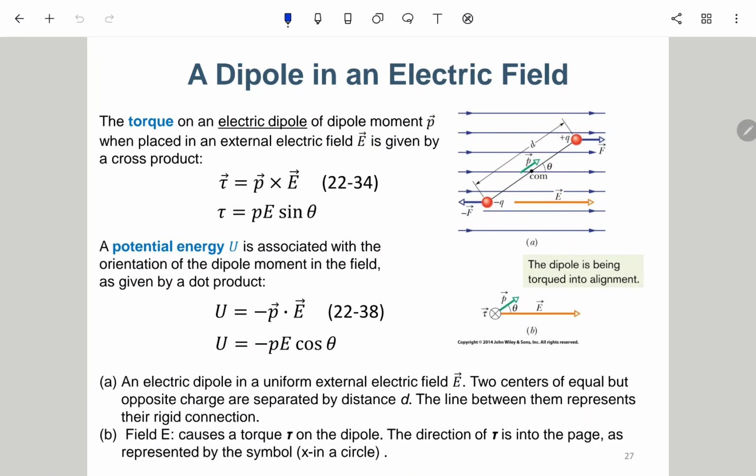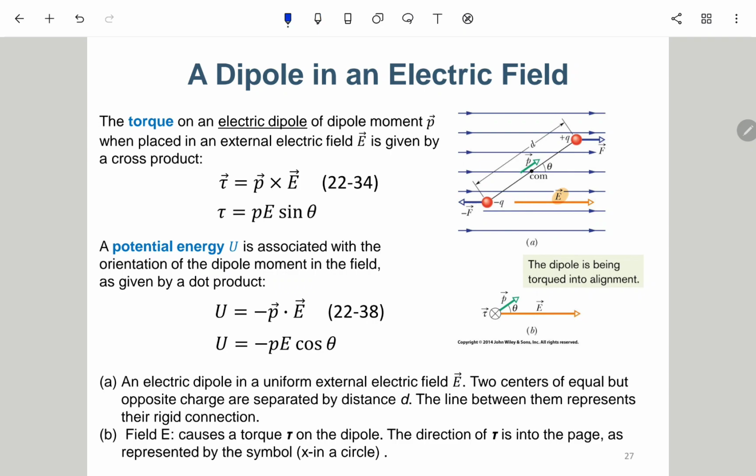Okay, so this is the final part of chapter 22. So it says a dipole in an electric field. A dipole in an electric field. So it means that suppose we have a uniform E field generated by something. Okay, let's say generated by a large charge disk. So it can generate an E field in the space. Okay, so we assume that there is an external E field.